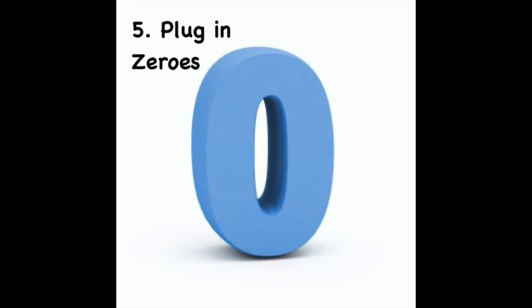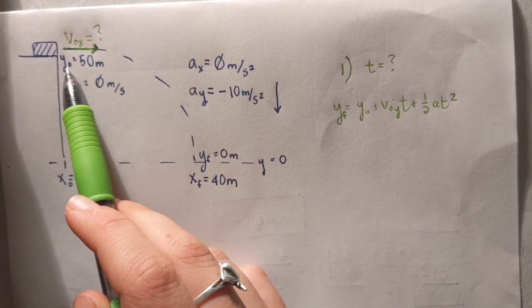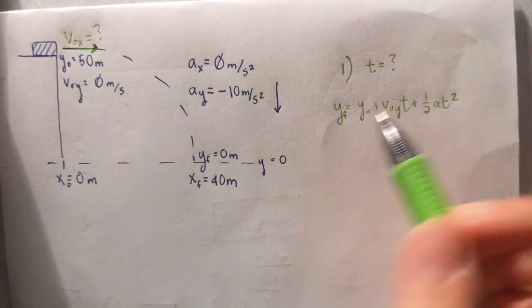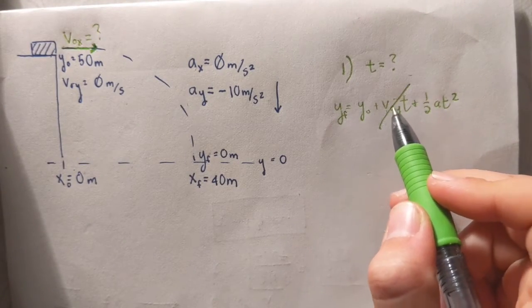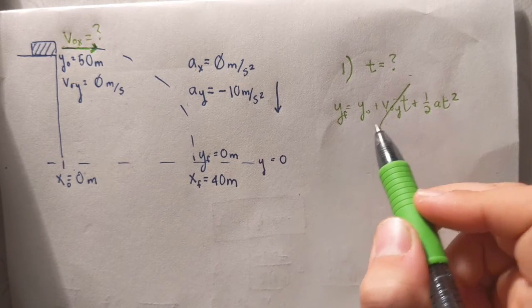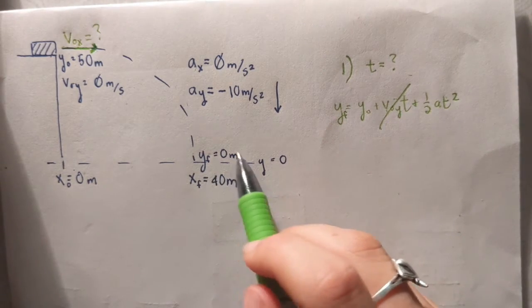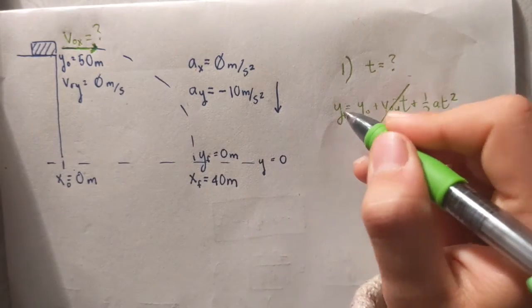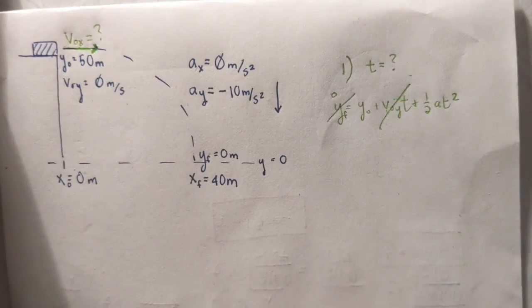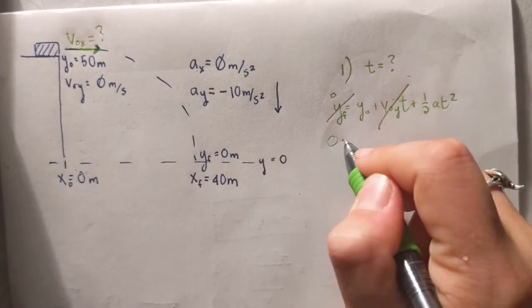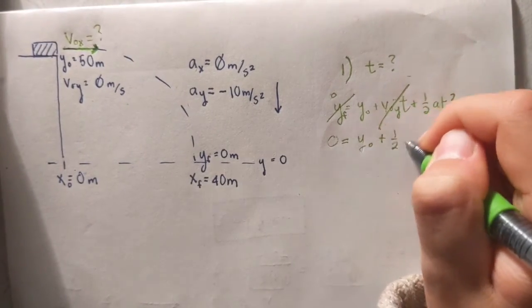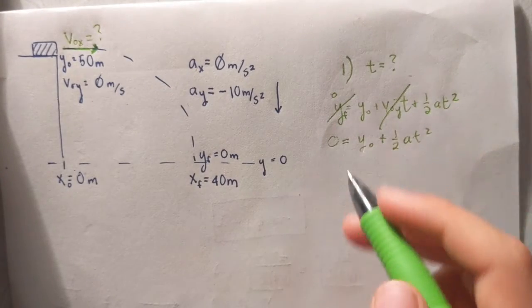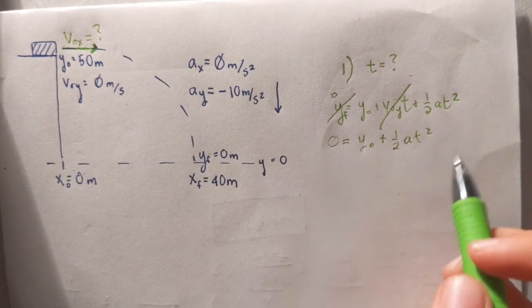Next step is to plug in my zeros. Do I have any zeros to plug in? I do. My initial vertical speed is 0 meters per second. So this entire term goes away because 0 times anything is 0. And my final height, my y final, is also 0. That also goes away. So I'm going to rewrite this. 0 equals y naught plus 1/2 a t squared. So that made my equation look a lot nicer.